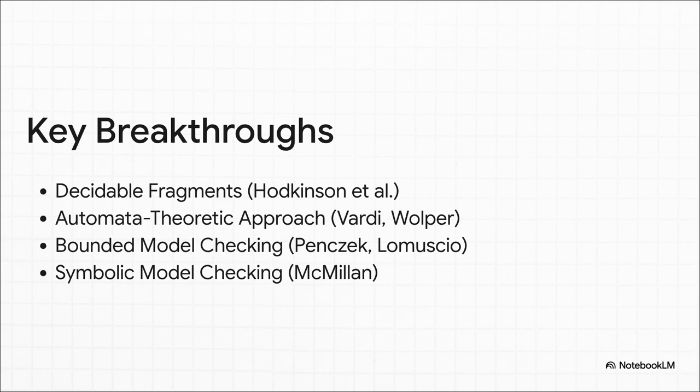For instance, some researchers figured out how to find decidable fragments. It's like they carved out these perfect little sweet spots from those big, scary, undecidable logics, keeping the good parts while staying solvable. Then you have guys like Vardi and Wolper, who came up with this automata-theoretic approach, which is a fancy way of saying they cleverly transformed the logic problem into a different kind of problem that we're already awesome at solving. And then there are these revolutionary techniques like symbolic model checking, pioneered by people like Ken McMillan, which lets us check systems with a number of states so big it's just astronomical. We're talking more states than atoms in the universe.